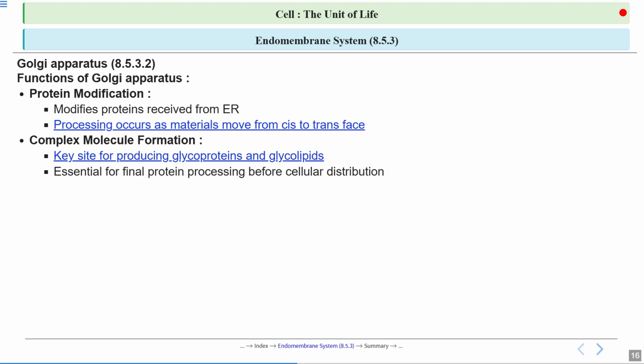It is essential for final protein processing before the cellular distribution. Before these molecules are distributed to intracellular destinations or to extracellular destinations, these proteins are processed inside the Golgi apparatus. Here you can see this image showing you the Golgi apparatus. You can see the cisterna here.